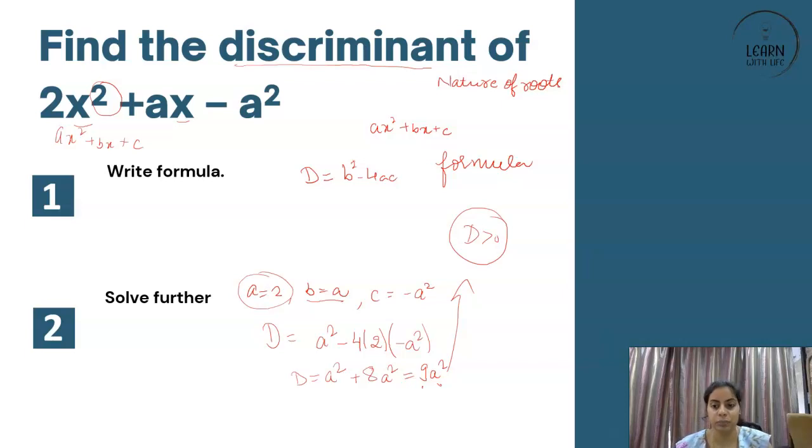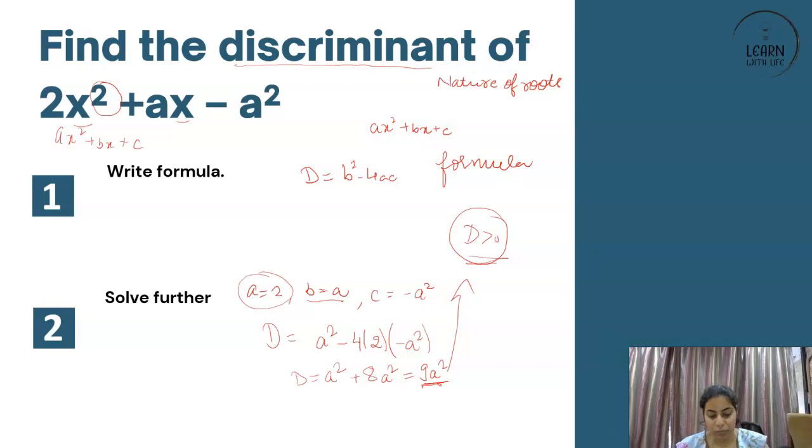Tell me, yes or no? Write it down in the comments, yes or no. So 9a square will always be greater than 0. And since 9a square, which is the value of D, will always be greater than 0, your D will always be greater than 0. Are you understanding? Are you following what I'm saying? Yes or no? You can write down yes if you are following what I'm saying. I'll be glad.